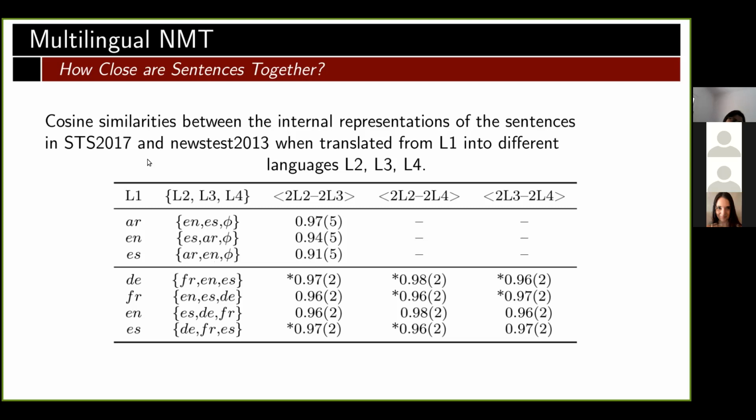We have done the same not only with Arabic, English, and Spanish. We see the same trend when we train a multilingual system with German, French, English, and Spanish.